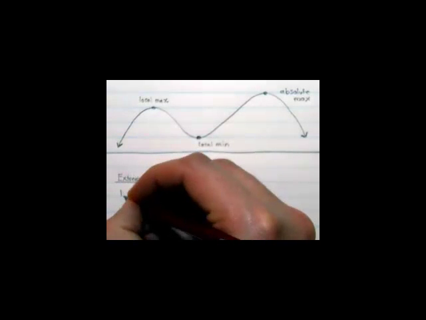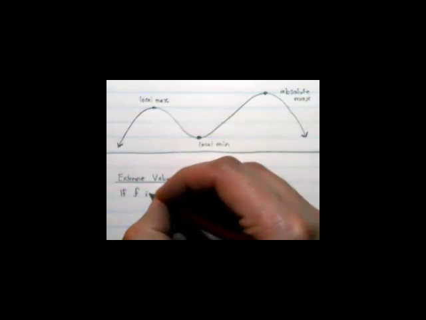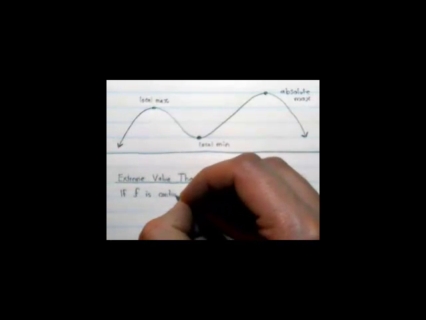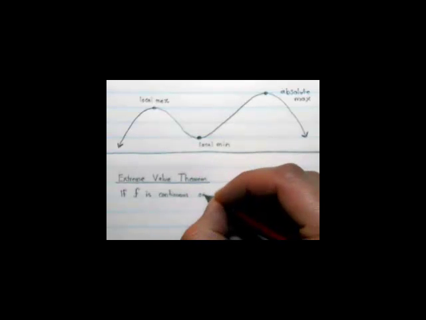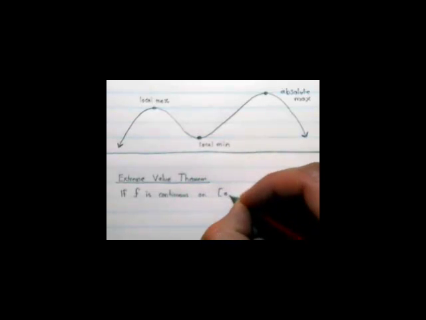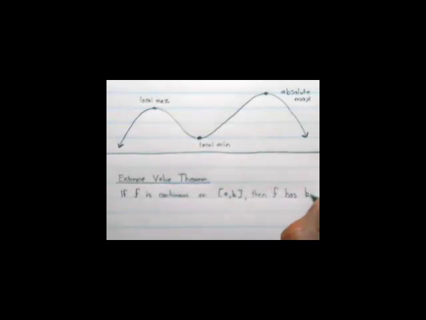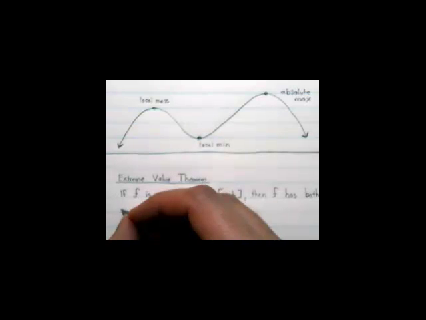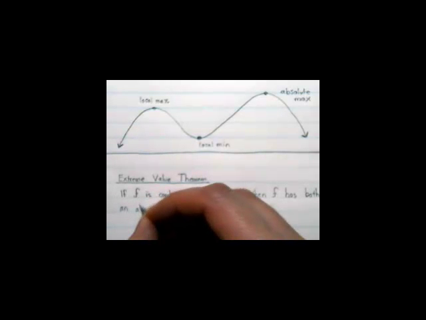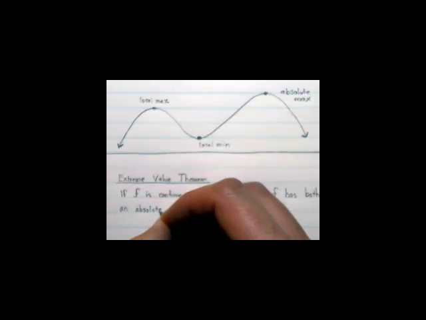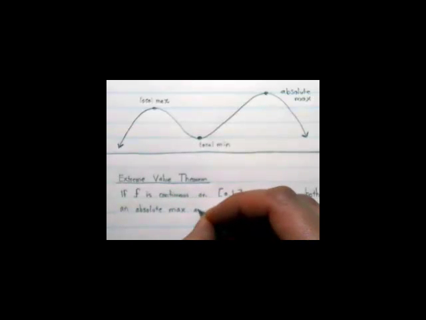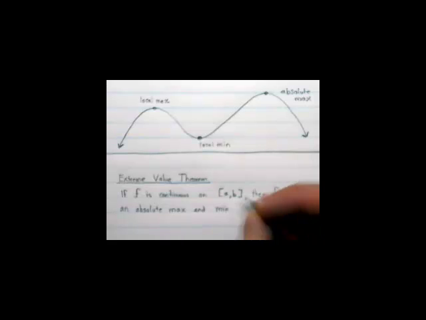All right, so here's what it says. If f is continuous on an interval, call it AB, then f has both an absolute max and min on the interval.